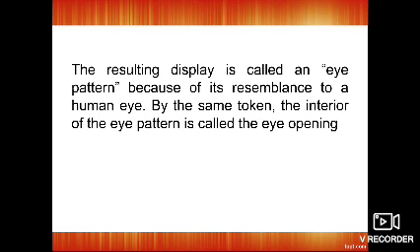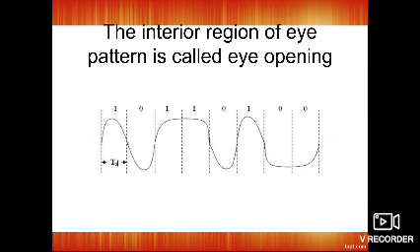The resulting display is called the eye pattern, again because of the resemblance to the human eye. The interior region of the eye pattern is called the eye opening. Here we have different binary digits, in terms of zeros and ones. The first digit will occur at time period TB, and according to that, it samples.